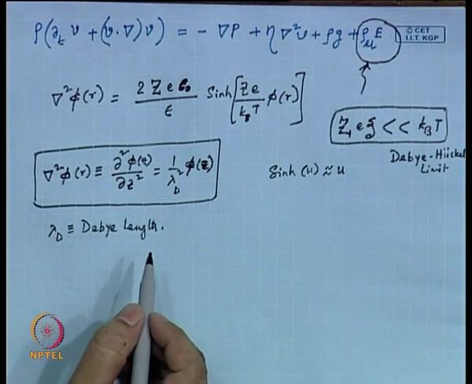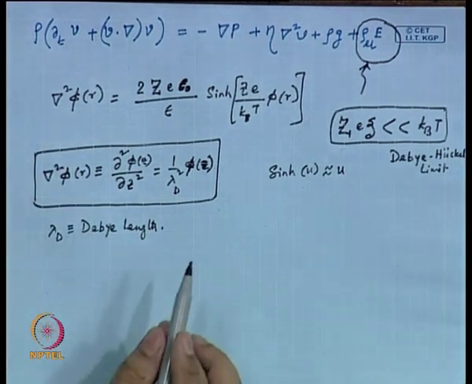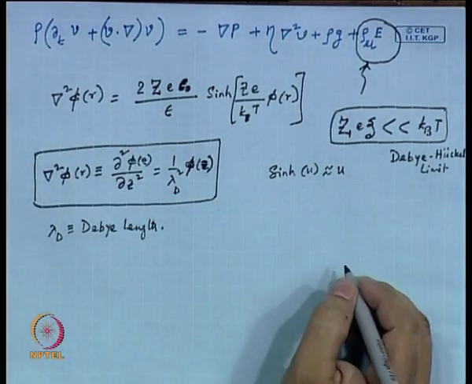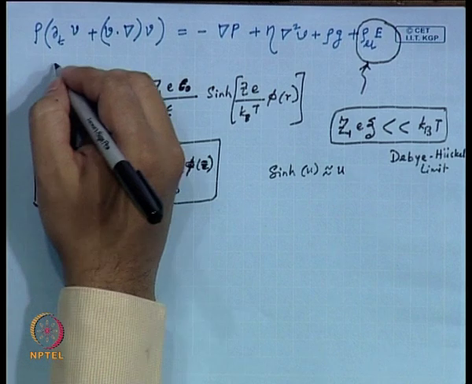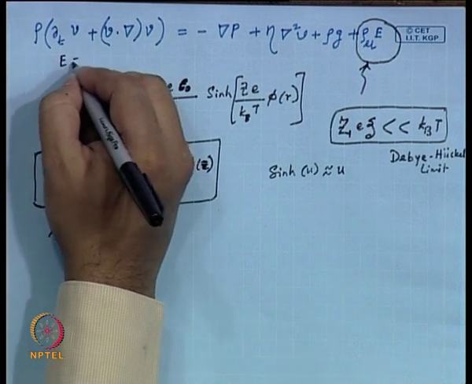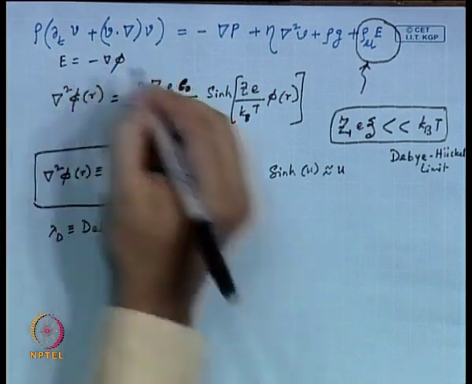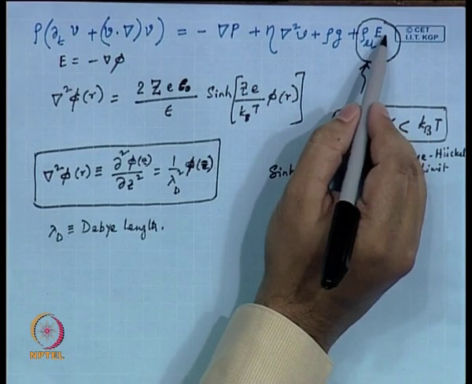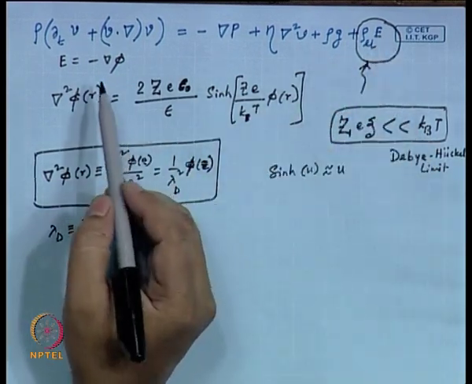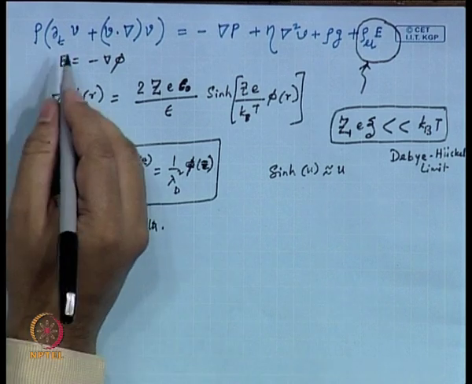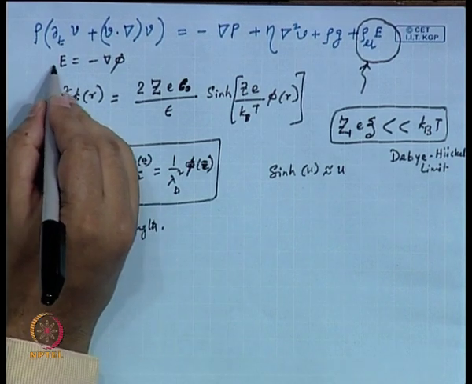And what is this phi now? Phi was basically the electric potential. This is nothing but E is equal to minus del phi, where this E is the E that is appearing in the Navier-Stokes equation. So, E is equal to minus del phi. What is E? E is the electric field.